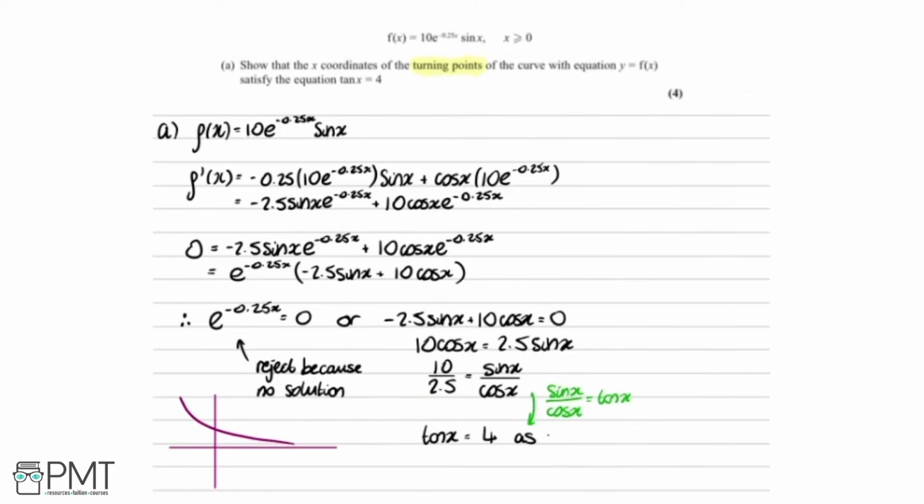as needed. Looking to see where we'll get the marks, we'll actually get 2 marks here for successfully differentiating using the product rule. We get another mark down here for both factorising out the e to the power of minus 0.25x and then realising that it doesn't have any solutions, so we need to reject it. And then we get the final mark here for this working here, which leads down to tan x equals 4.